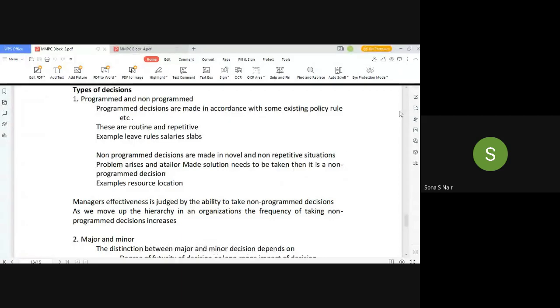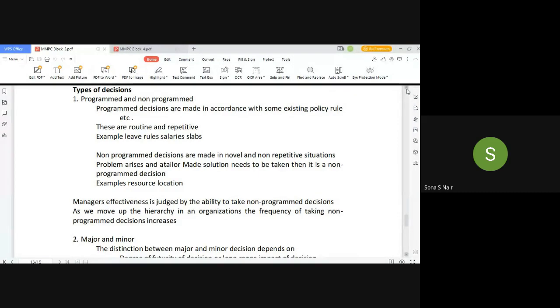Types of decisions managers have to take in their workplace. As with other similar functions, they can be classified in a variety of ways. Decisions in the organization which managers have to take can be programmed and non-programmed. Now, what is programmed and what is non-programmed? Programmed decisions are made in accordance with some existing policy or rule. They are routine and repetitive. For example, rules for leaves, salary slabs, something which routinely happens in the organization, on a daily or regular basis. It could be monthly decisions also.